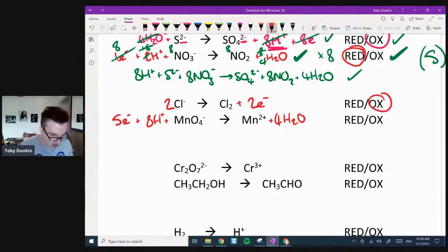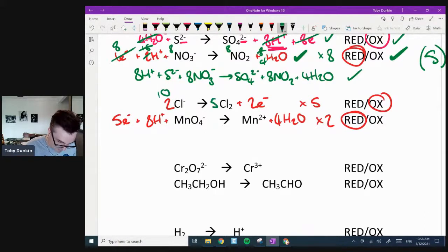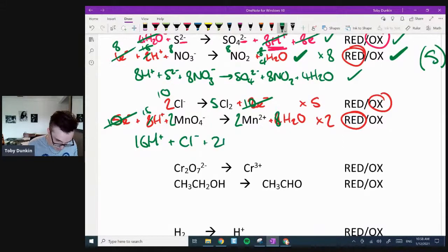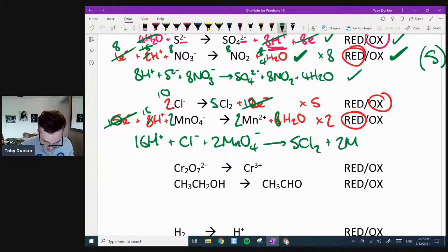Right. Identify red or ox. Oxidation is loss. Reduction is gain. Put them together. Times by 5, times by 2. Final equation. The electrons are going to vanish. So that's going to become times by 5, times by 5, times by 5, times by 2, times by 2, times by 2, times by 2, times by 2 gives me 8. Put them all together. So the H's don't cancel. So I've got 16 H+ plus 10 Cl- plus 2 MnO4- goes to 5 Cl2 plus 2 Mn2+ plus 8 waters, and I'm done.